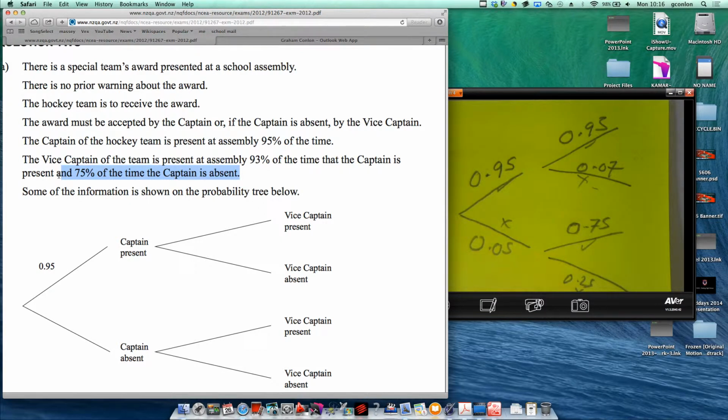Now do you remember that when we go along a tree diagram, we multiply. Although the question actually only asks for the top one, I'm going to do them all because I figure there's going to be a part B and a part C. Okay, so let's do that then. On my calculator, I'm going to type in 0.95 times 0.93, and I get 0.8835.